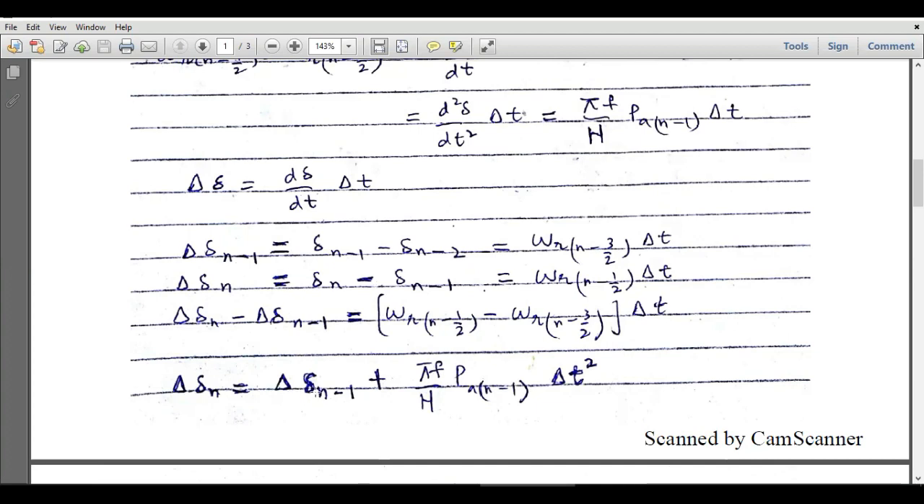So with each computation we can evaluate the next value of delta delta n, and that delta delta n will be used to evaluate the next value of delta. So if we have previous value of delta, which is delta n minus 1, and if we have delta delta n minus 1, then we can evaluate delta n. Okay, so with this stepwise method, we can evaluate the values of delta and then we can plot them as a function of time. So that is all about our today's lecture, and I hope you have understood the solution of the swing equation using this difference equation method.